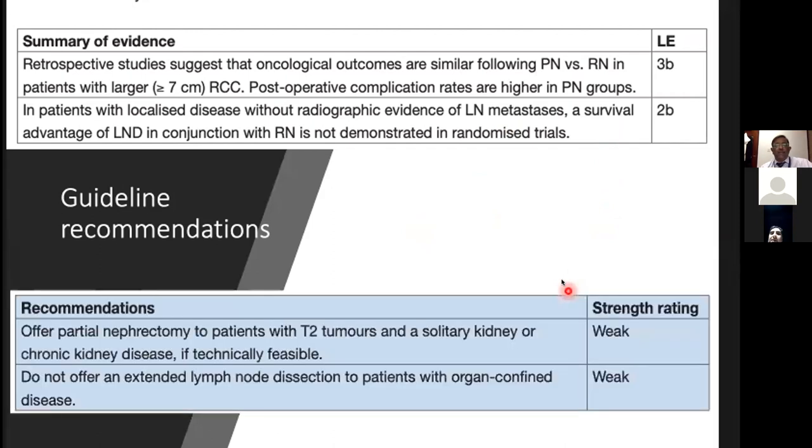Although the recommendation is weak, because it is based upon 3B and 2B evidence, it is to offer partial nephrectomy to patients with a T2 tumor, particularly if they have a problem with the other kidney. And since we know that the gentleman had poorly controlled diabetes and his creatinine was also on the higher side, probably he would be better off saving as many nephrons as possible in that setup, okay? So I hope so far we are clear and there are no further questions.